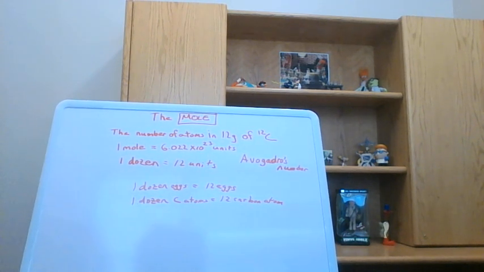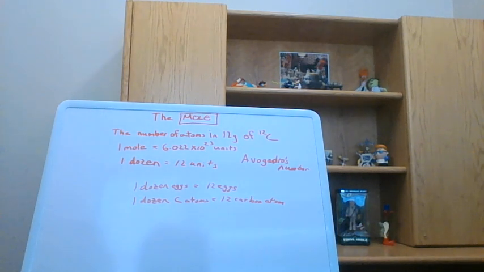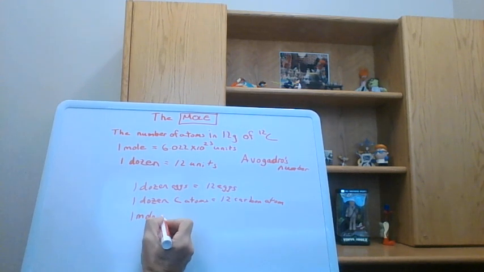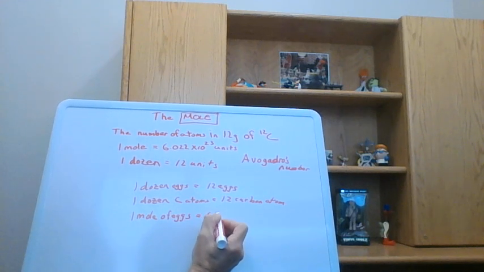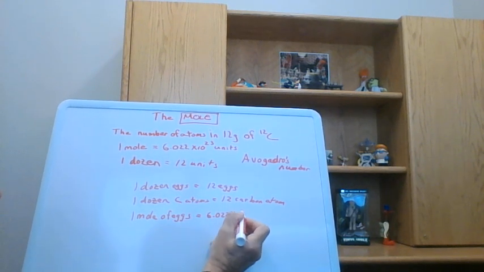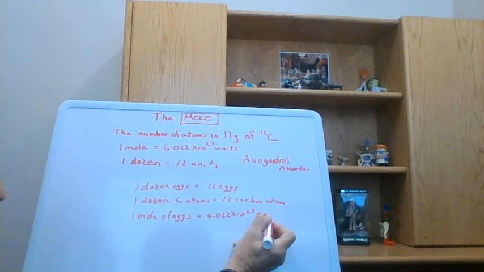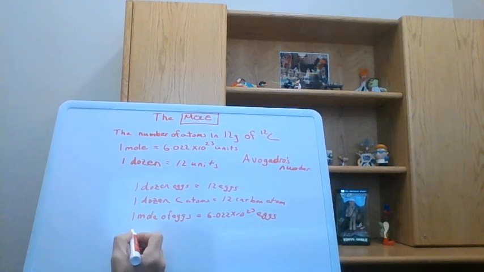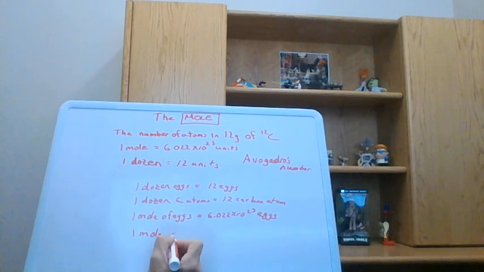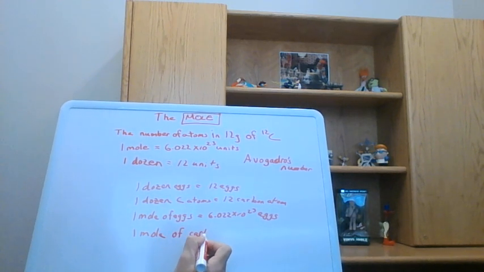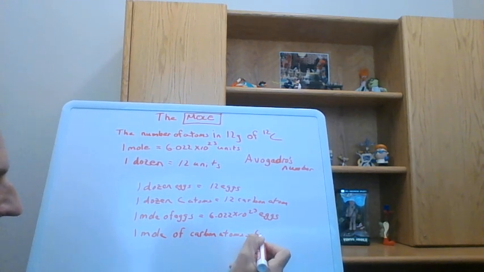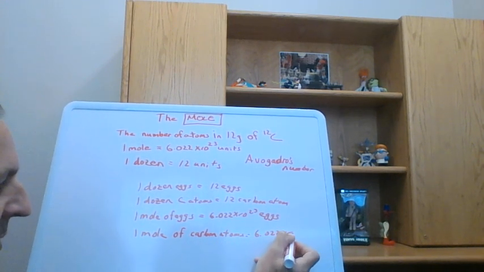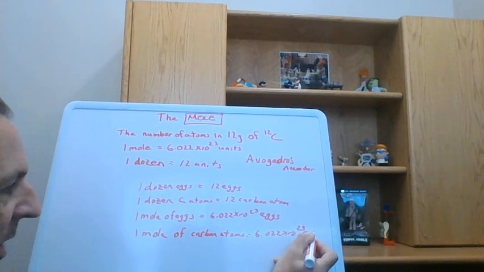But moving forward in chemistry, we really need to wrap our heads around this concept of a mole. So if we had 1 mole of eggs, we would have 6.022 times 10 to the 23rd eggs, and that's a heck of a lot of eggs. Or if we had 1 mole of carbon atoms, that would be the same as saying we have 6.022 times 10 to the 23 carbon atoms.